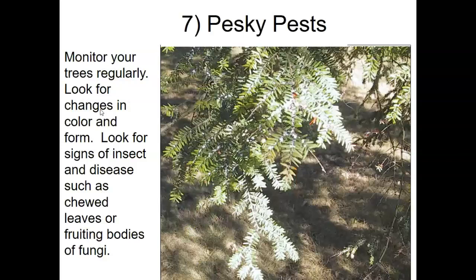All right, number 7, lucky number 7 is pesky pest. So my suggestion to avoid this tree trauma is to constantly monitor your trees. Look for any changes in color and form or anything that looks weird. I mean, the best way to know what looks weird is to know what a healthy version of that plant looks like. So in this case, this is hemlock woolly adelgid, little white puffballs on the hemlock leaves. Pretty noticeable, but not all these pesky pests are so obvious. So definitely monitor your trees regularly to avoid this trauma.